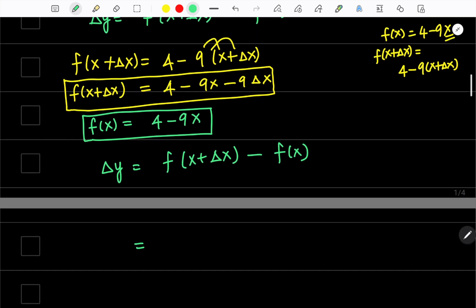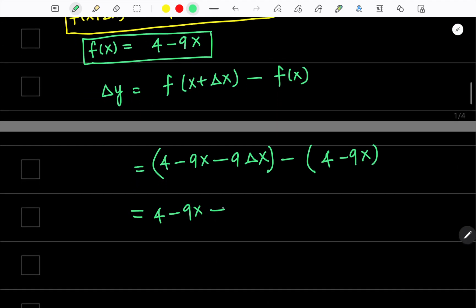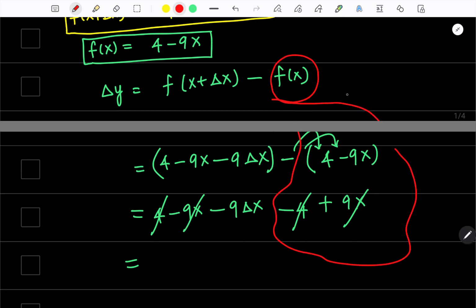So what is your f of x plus delta x? It's here: 4 minus 9x minus 9 delta x, in brackets. There is a minus, be careful. And your f of x is 4 minus 9x. Right. So this equals 4 minus 9x minus 9 times delta x, take this minus 4, take this here plus 9x. So what happens now? 4 gets cancelled. 9x gets cancelled. So keep in your mind always, this f of x part always gets cancelled. Keep in your mind.